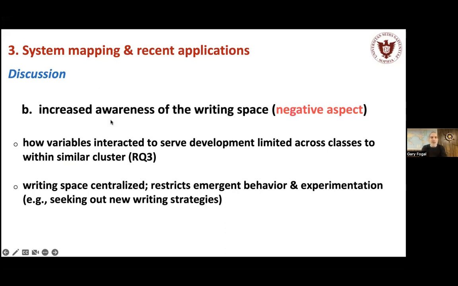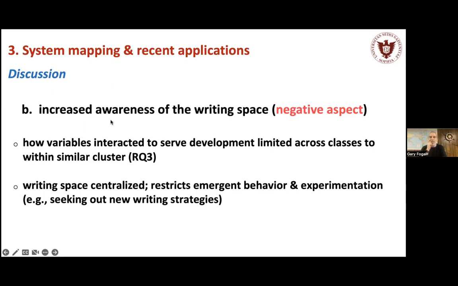variable types interacting. This particular constraint is problematic as centralized environments, so those that curb possibilities for activity, provide minimal opportunities for emergent behavior and experimentation that could help learners with problem solving and writing, such as seeking out new writing strategies. And these are issues we've seen raised before in previous studies.